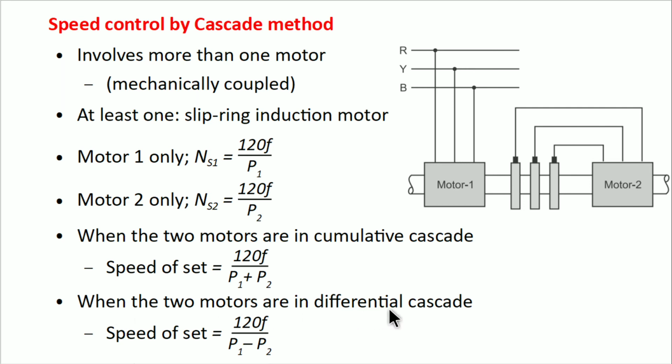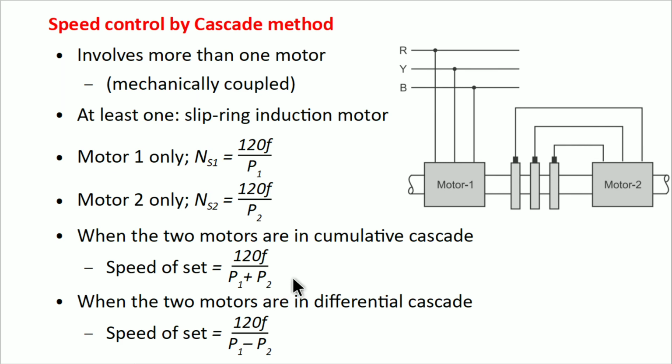Second is when the motors are in differential cascade, meaning these two terminals of the second motor are interchanged, its direction of rotation reverses. They are in differential cascade producing torque in different directions. Then the speed of the set will be 120 F over P1 minus P2. So in this way we can achieve 4 speeds by using the cascade method, but at least 2 motors are required.